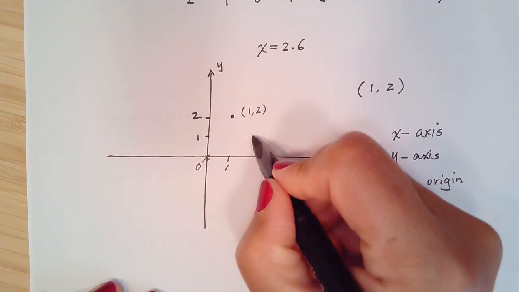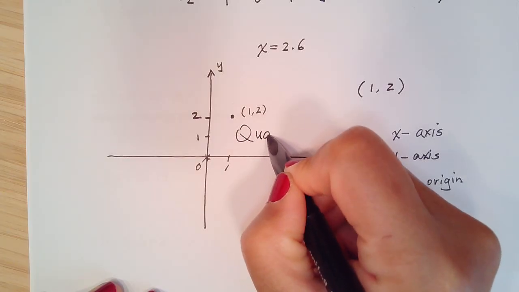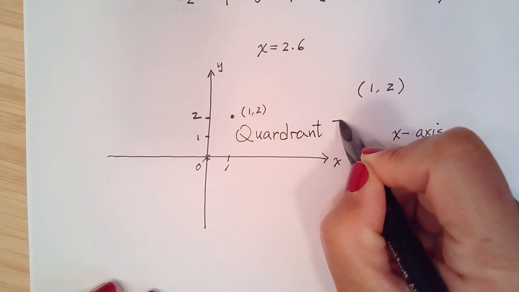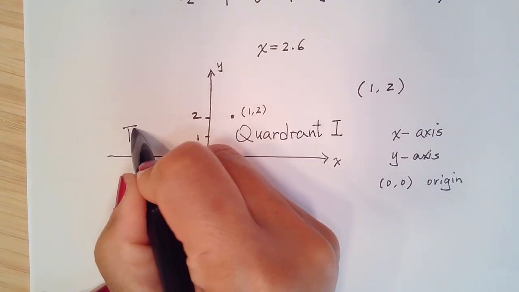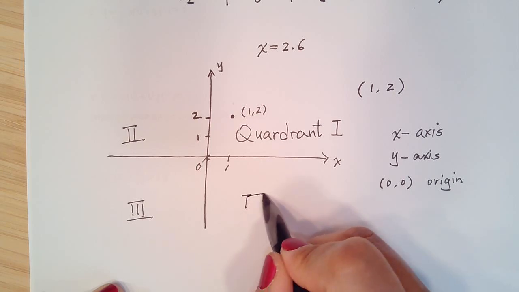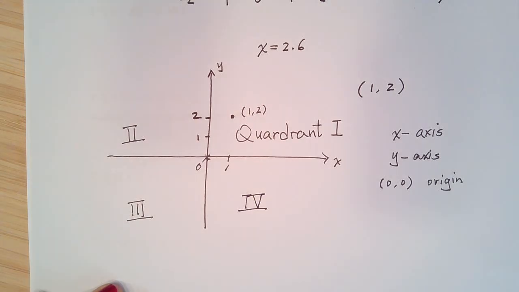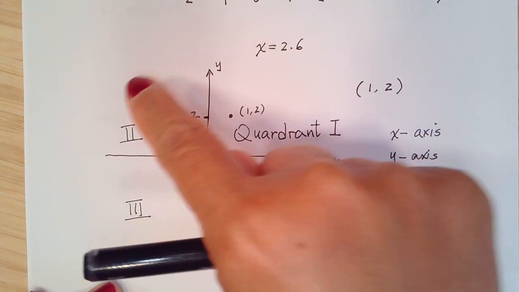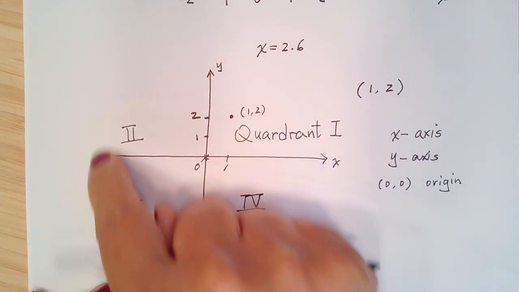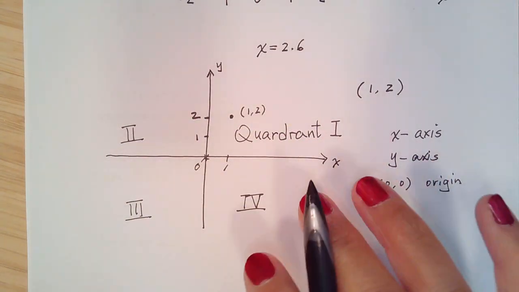Okay, so this is called quadrant 1. And of course, this is 2, this is 3, and this is 4. So that's the first quadrant, second quadrant, third quadrant, and fourth quadrant. You should remember this. It's always the same, in any book.